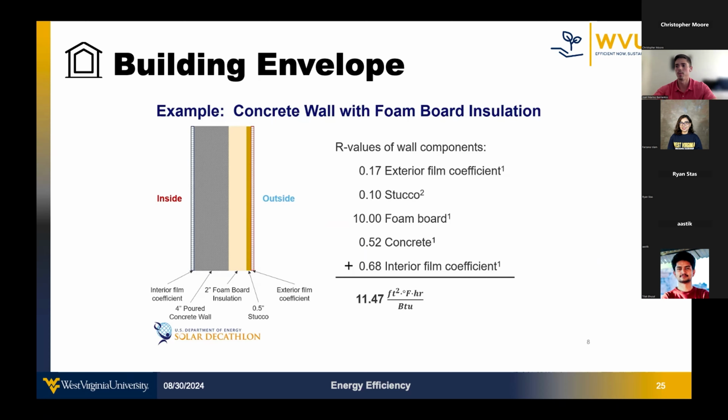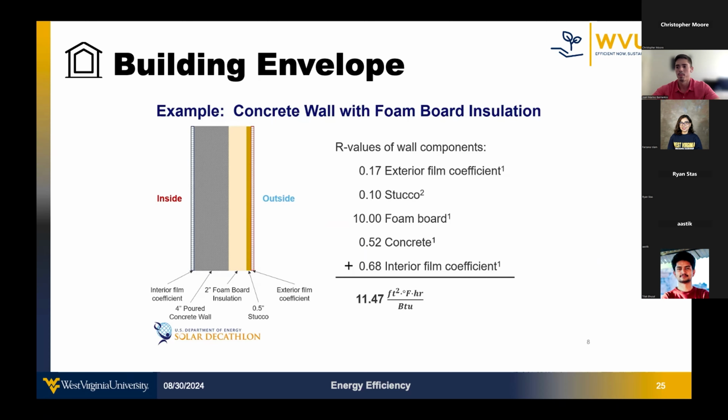On the inside of the wall, there is an interior film, and this has a coefficient R value of 0.68. Next, we have a 4-inch poured concrete wall, which has an R value of 0.52. Since concrete isn't really a great insulator, this is why extra insulation, the foam board, is necessary. After the 4 inches of concrete, we have 2 inches of foam board insulation, and this has a high R value of 10.